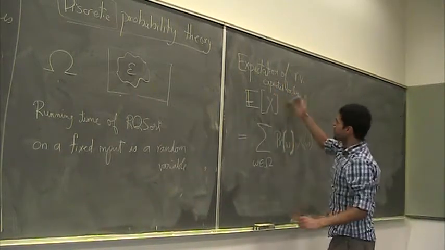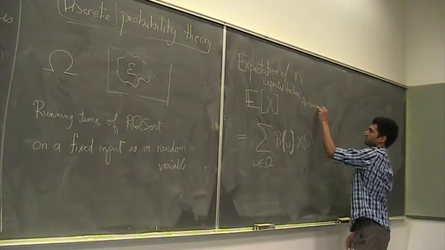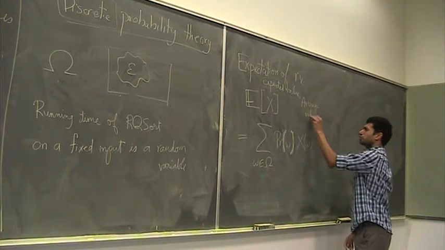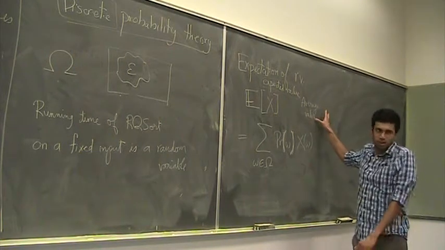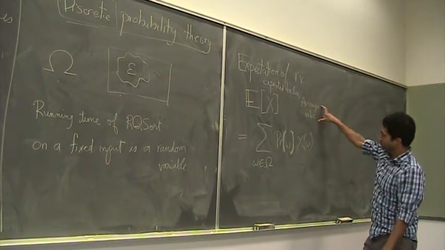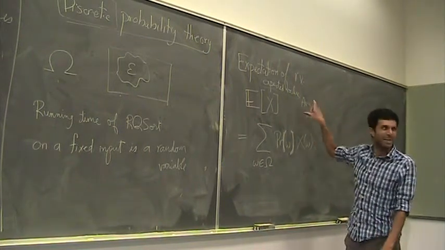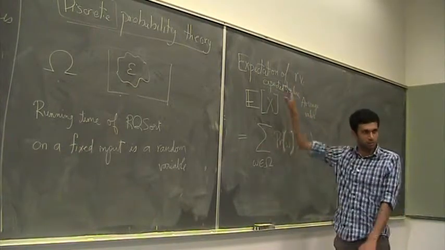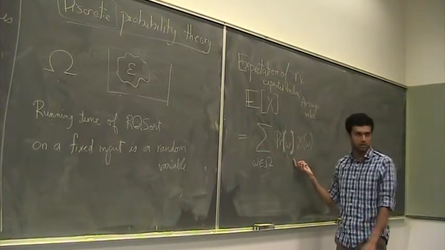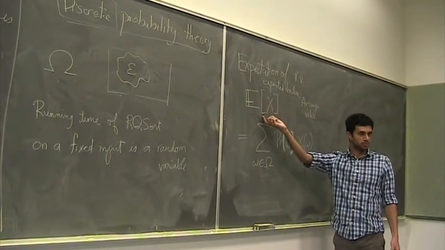Expectation, expected value. Average value is probably not used as often, although it means the same thing. It's probably used more in non-mathematical language. When they say average value, they probably mean the expectation or the expected value. And this is the expected value of this random variable.